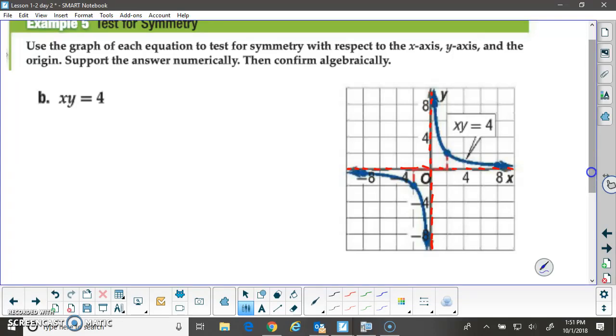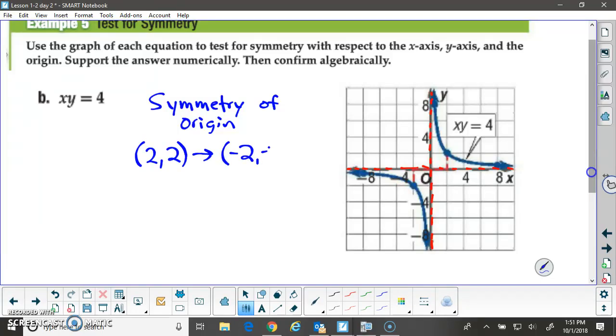And so if we're going to confirm this numerically, let's first determine what type of symmetry it has. It's symmetry of the origin. And so if we take a coordinate point such as 2, 2, then it should also have the coordinate point -2, -2. And you can see both those points exist on this graph.